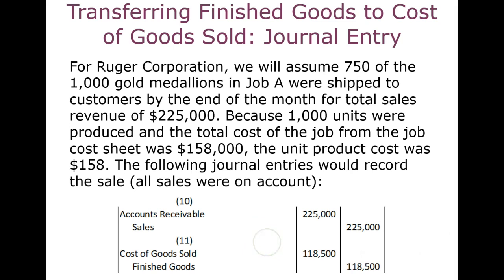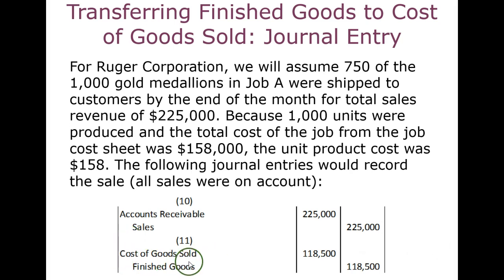Here's an example. Let's say, and this corresponds to the numbers you had in your book, that you sold 750 of the 1,000 units that you produced during this period, that you finished. You sold 750. You had 1,000 that you did finish producing. The total cost was $158,000. And if you produced 1,000 units, your cost per unit is $158. If you sell those for $225,000, then the entry would be debit accounts receivable, or debit cash if you collected cash immediately, and then credit sales for $225,000. That's the revenue you've earned.